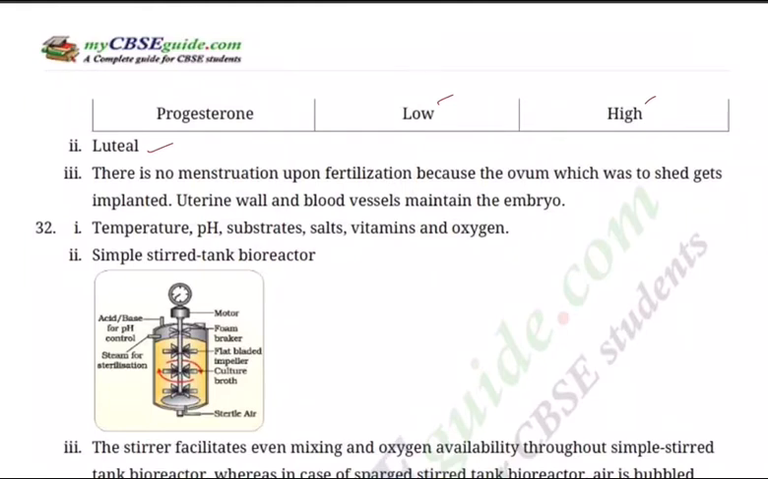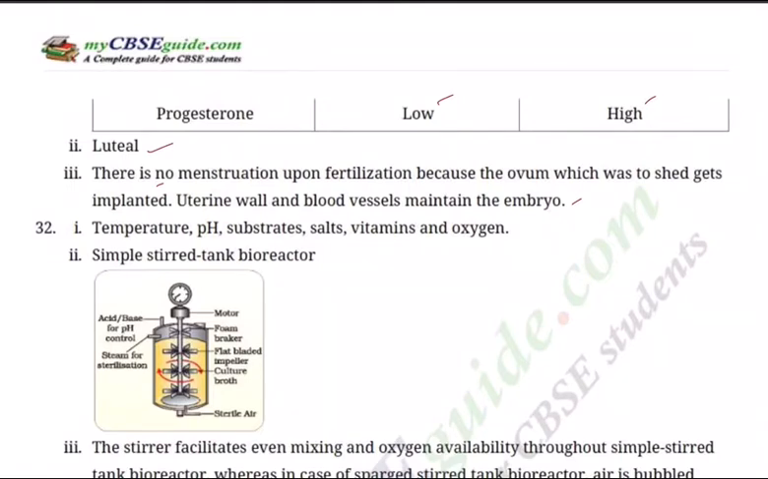Question 2. In which of the above mentioned phases does the egg travel to the fallopian tube? Of course all of us know it is during luteal phase. And third, why is there no menstruation upon fertilization? There is no menstruation upon fertilization because the ovum which was to shed gets implanted. Once implantation takes place, no more menstruation. Uterine wall and blood vessels maintain the embryo. There will be a lot of changes in the uterine wall.